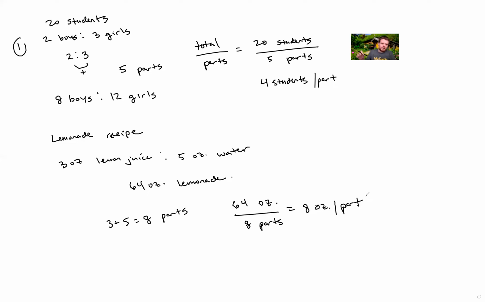Once I have that number, I go back to my ratio. 8 times 3 is 24. 8 times 5 gives me 40. And just to double check, 24 plus 40 does give me 64 ounces, which is what I wanted. And let's do one more.